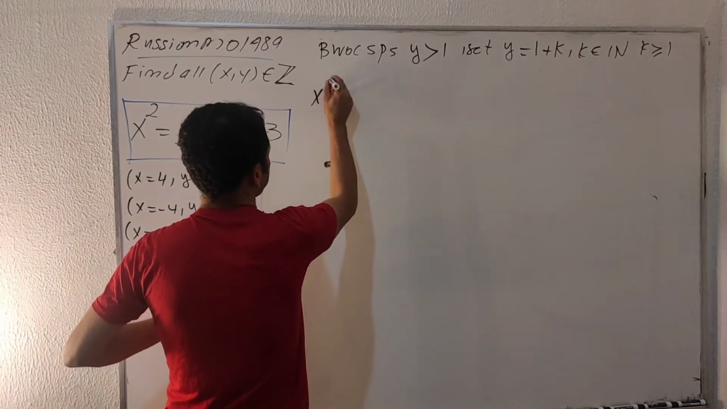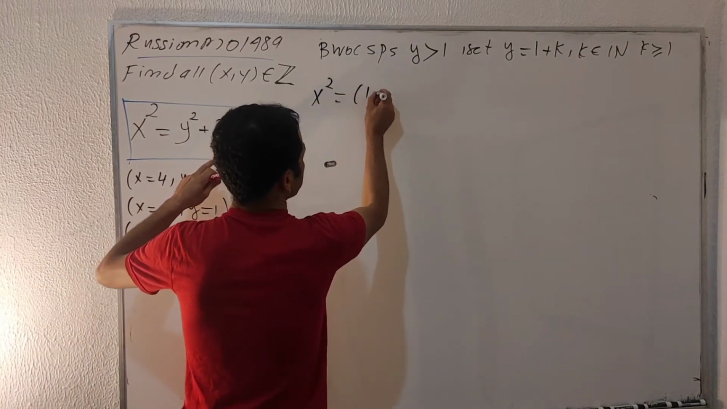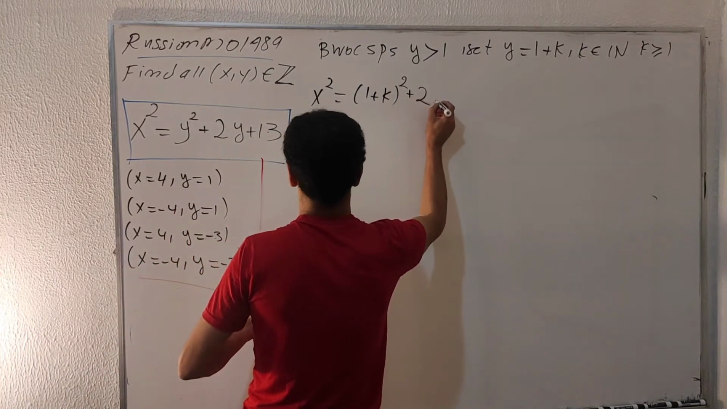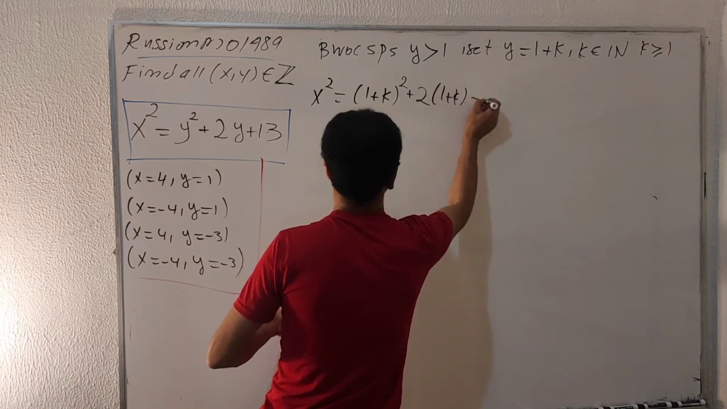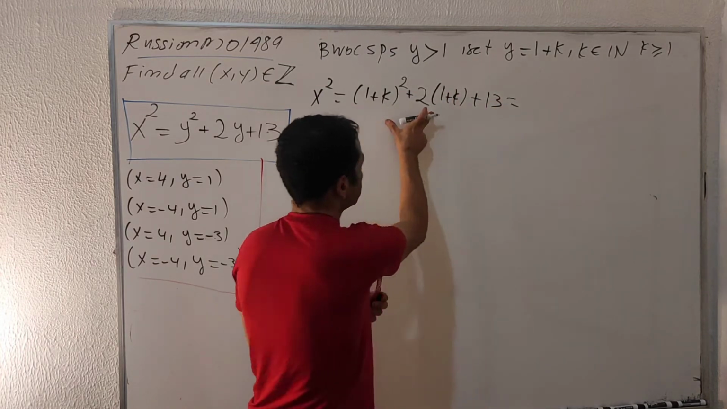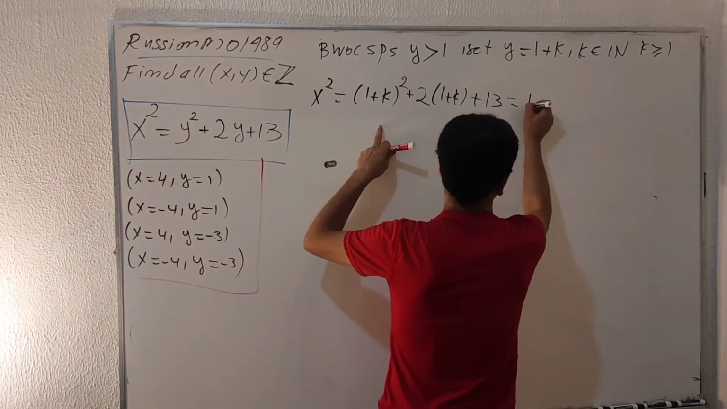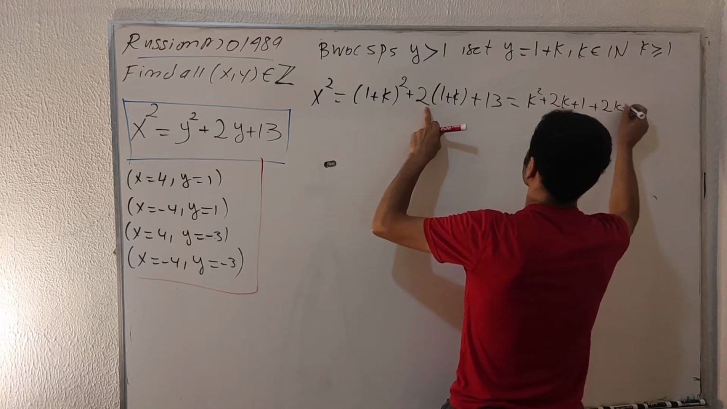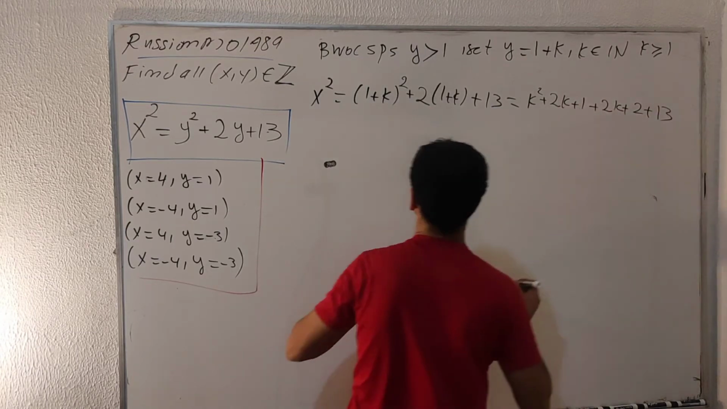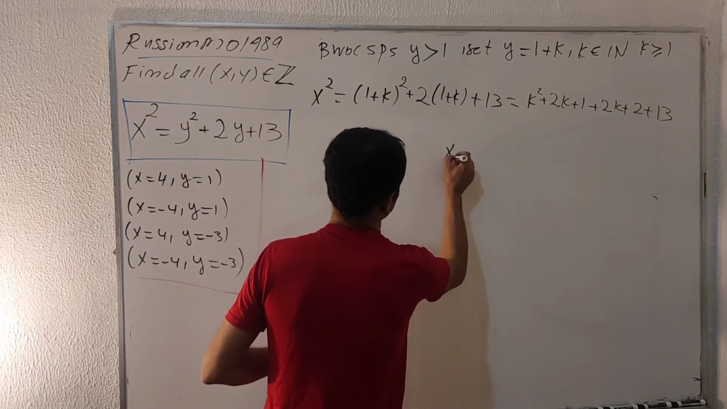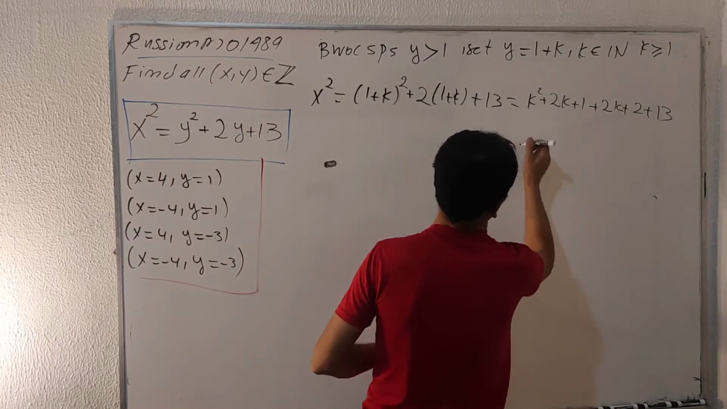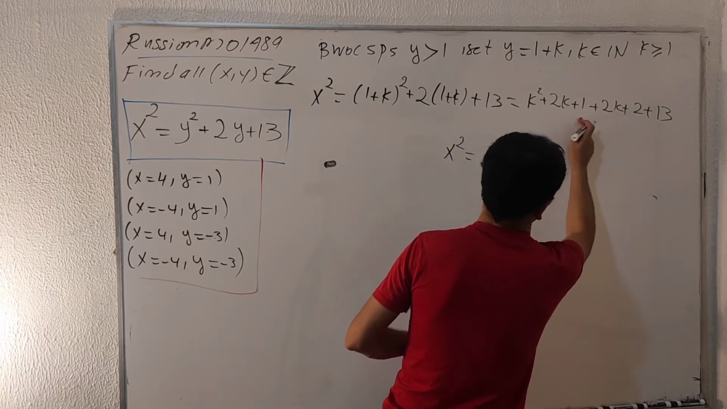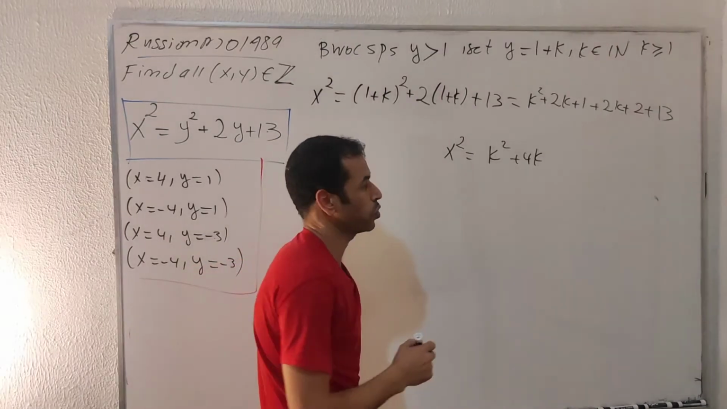Now let's take this value of y and replace it into this equation. I have x squared equals 1 plus k squared plus 2 times 1 plus k plus 13. Let's expand this out. I get k squared plus 2 times k plus 1 plus 2k plus 2 plus 13. So I get x squared equals k squared. I get 2k plus 2k, which is 4k. 1 plus 2, which is 3. 3 plus 13, which is 16.